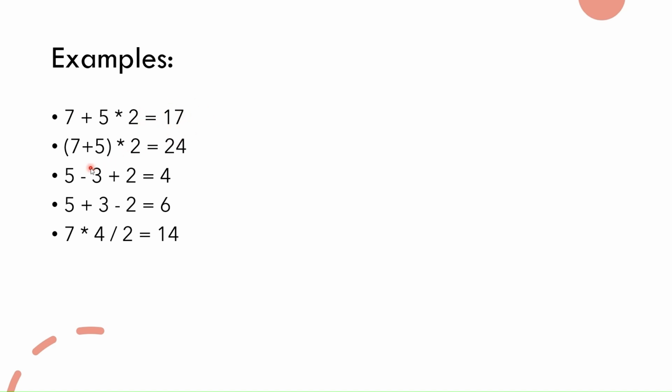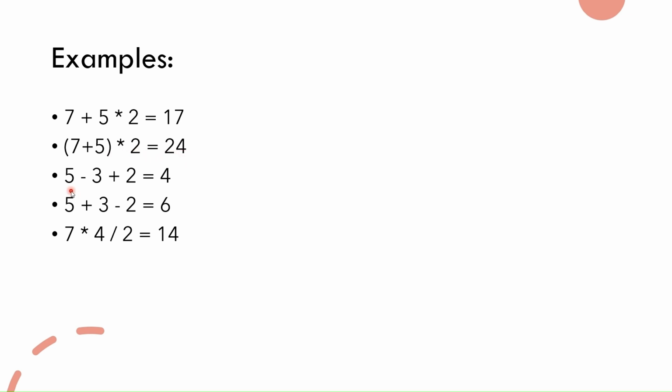In the second statement, we have the same operation, but we surround the addition operation by brackets, and you can see the result is different. Why is that? Because 7 plus 5 surrounded by brackets happens before the multiplication, because brackets have the highest precedence, and whatever operation is inside will happen first. So 7 plus 5 is 12, multiplied by 2 is 24.